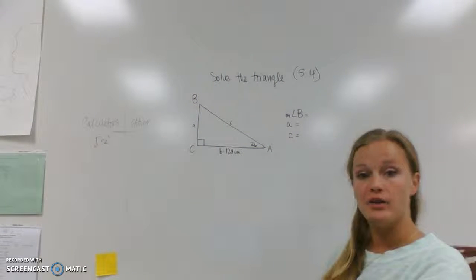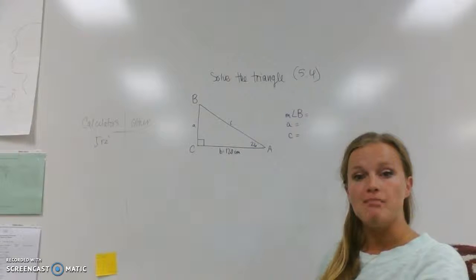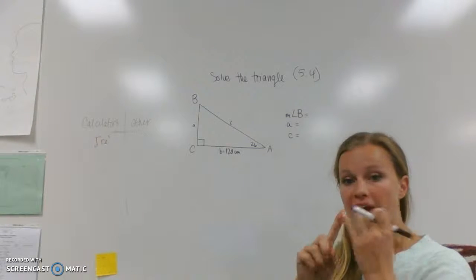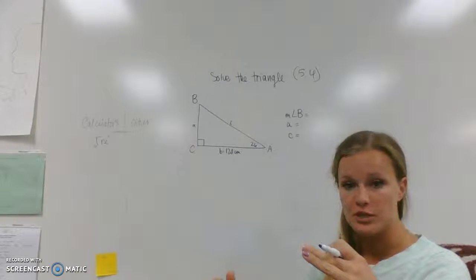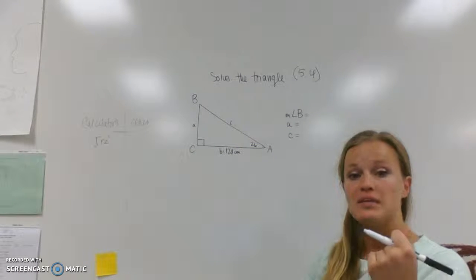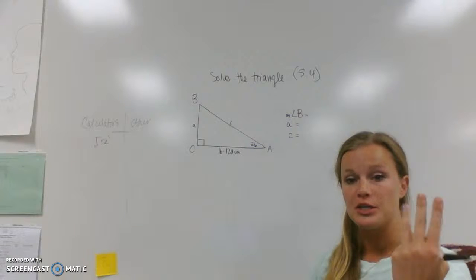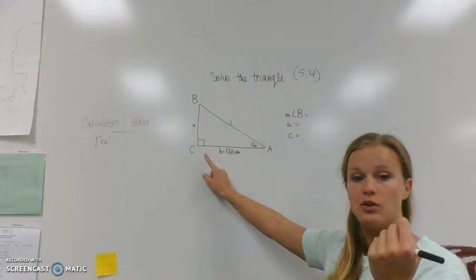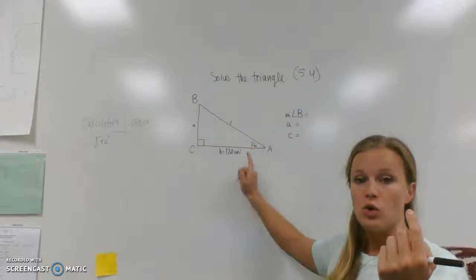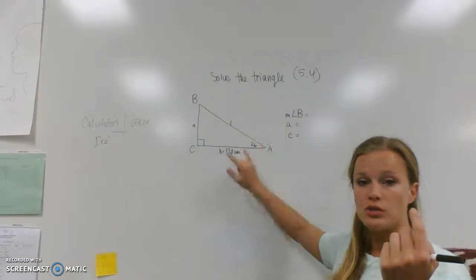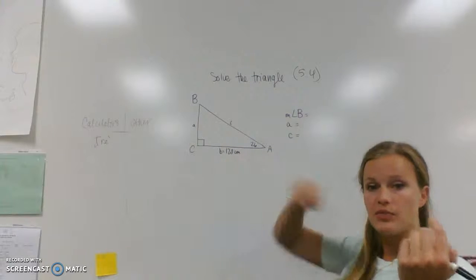But solving a triangle, remember, means I want the measures of all the angles and all of the side lengths. So if I've solved it, I know all of the information about it. You'll always have to be given at least 3 pieces of information. One of them is the 90-degree angle, and 2 of them could be 2 side lengths or 2 angles or a side length and an angle, like in this one.